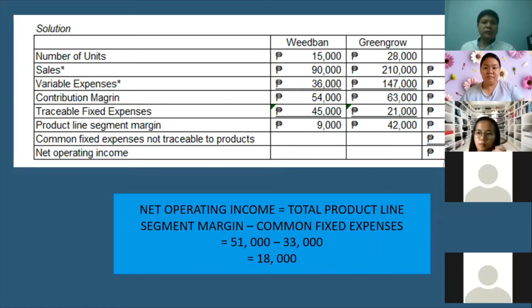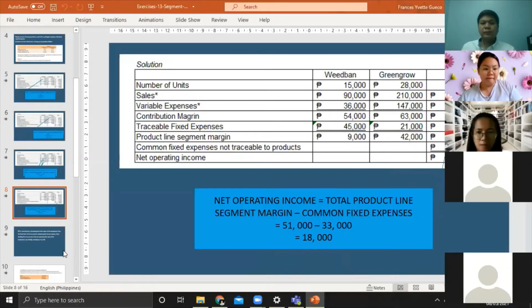Who's next? Next. Wait lang po, naghahang lang yung aming... Thank you, Rose. Thank you, Ma'am Rose. Thank you, sir. Thank you, sir. Thank you, ma'am.